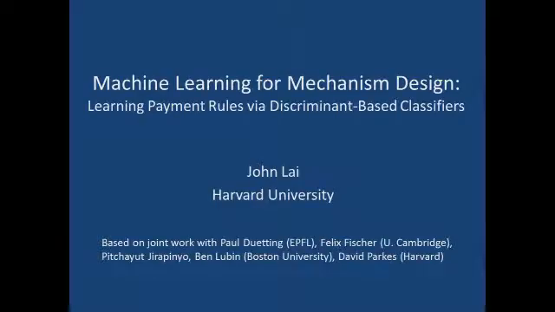We're very happy to have today John Lay from Harvard University. He's a postdoc candidate for this upcoming academic year, and he's going to be talking about machine learning for mechanism design. All right, thanks. So I'm going to be talking about some work we've been doing that ties in machine learning methods to mechanism design.